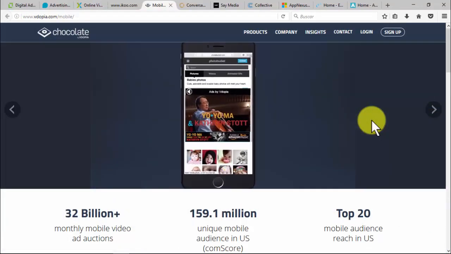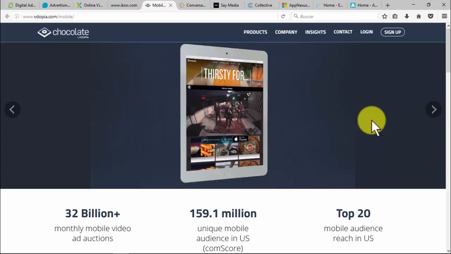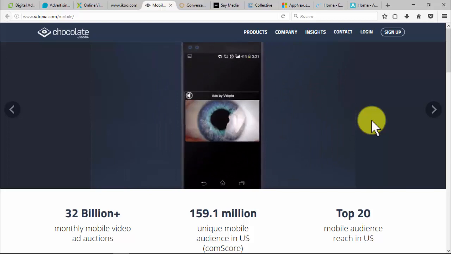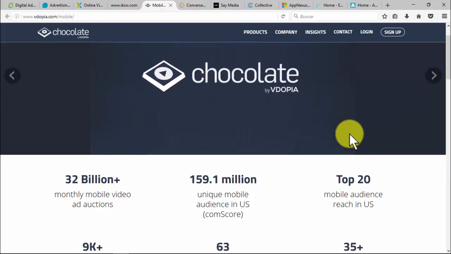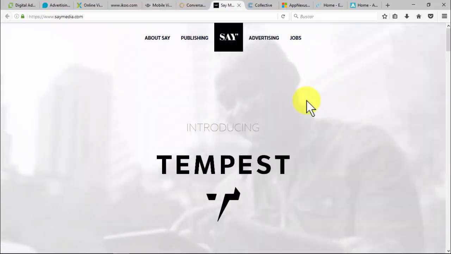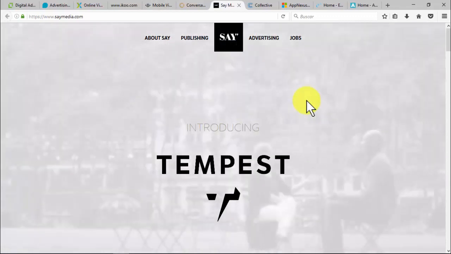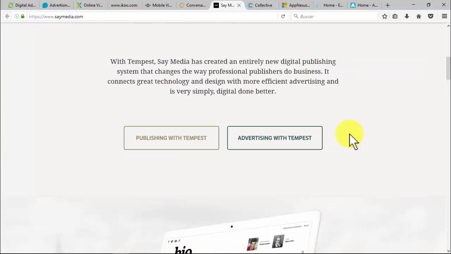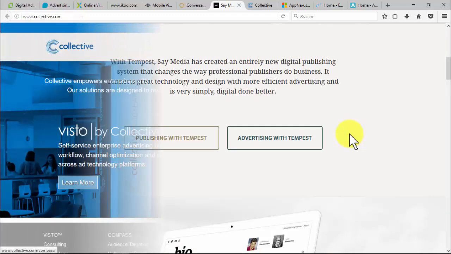Vidopia. Unlike other video ad networks, Vidopia is known for its consistency, which means it markets your video campaign on quality apps and sites quickly and easily. Say Media. Say Media has created a new and modern publishing system that innovates the way people belong to the world of business. Indeed, a grand success is truly attainable.